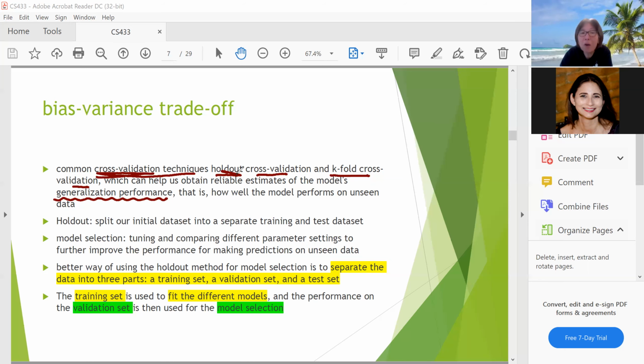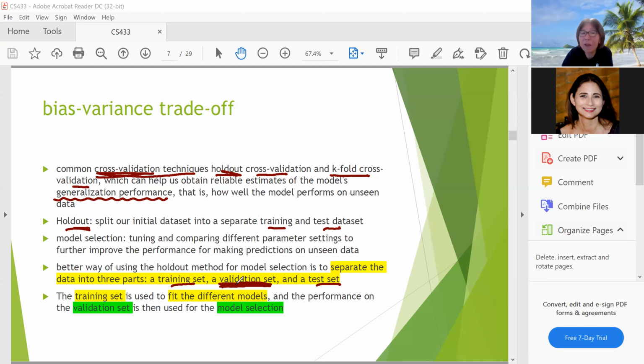For the holdout cross-validation, you split the original data set into training and testing, and within the training we also add a validation set. So it's going to be three data sets. So far we learned to split into training and testing, and here we go further and add a validation set, so we have training, validation and testing data sets.